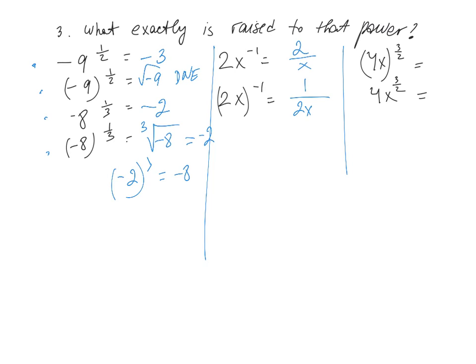Now, next problem. 4 and x both are raised to 3/2 power. So we need to raise 4 to 3/2 and x to 3/2. I didn't leave enough room for this. So 4 to the 3/2 power, 4 to 1/2 power. It's a square root of 4, which is 2, and raised to the third power is 8. And this is just what it is. So this will be the answer.